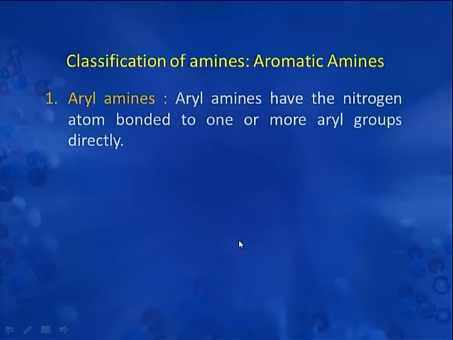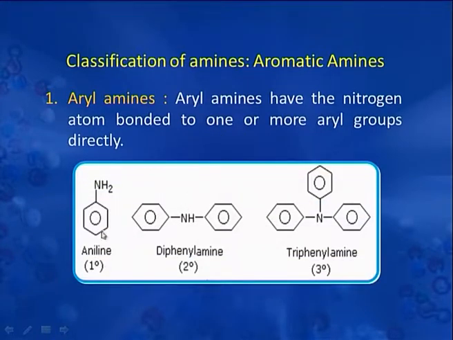Then another class of amines is aromatic amines, wherein the NH2 function is directly attached to an aromatic nucleus. The aromatic amines can be classified into two classes. One is aryl amines and another is aromatic heterocyclic amines. In case of aryl amines, the nitrogen atom or amino group is bonded to one or more aryl groups directly. Like in this case, you can see this is an amino functional group which is attached to a benzene ring, an aromatic ring, and the name of the molecule is aniline.